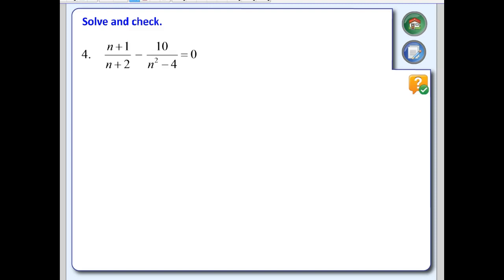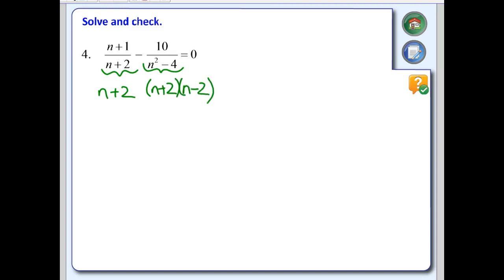Well, n plus 2 is about all I can do there. But when I look at the n squared minus 4, remember, what special pattern is that? Difference of perfect squares. So remember, this is going to become n plus 2, n minus 2.